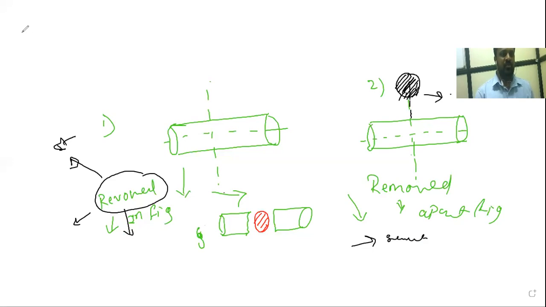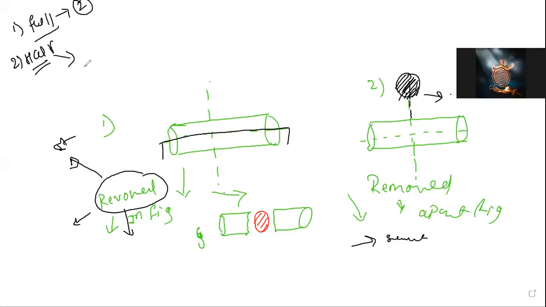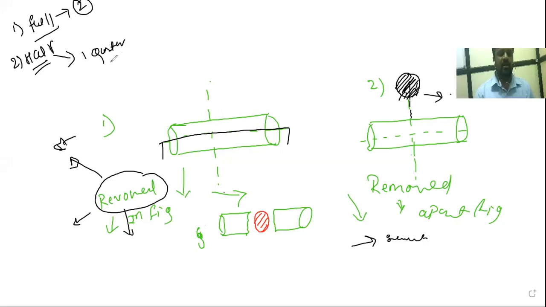Which sectional views have we studied here? Full section. In the full section we are cutting the object throughout like this. Then in the half section, we cut one quarter of that component.